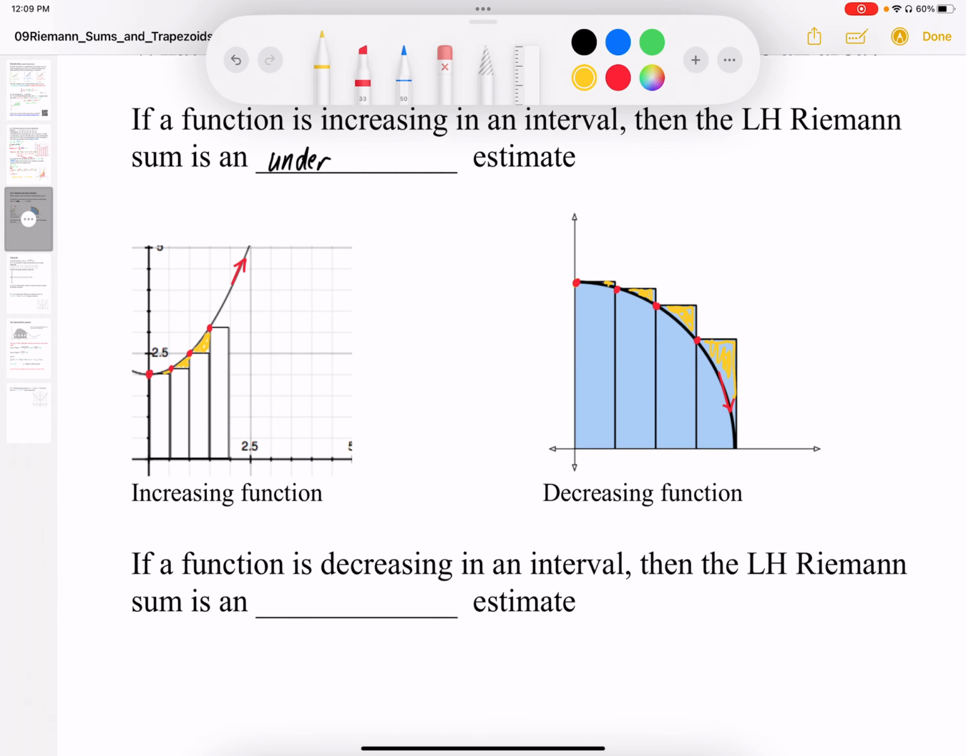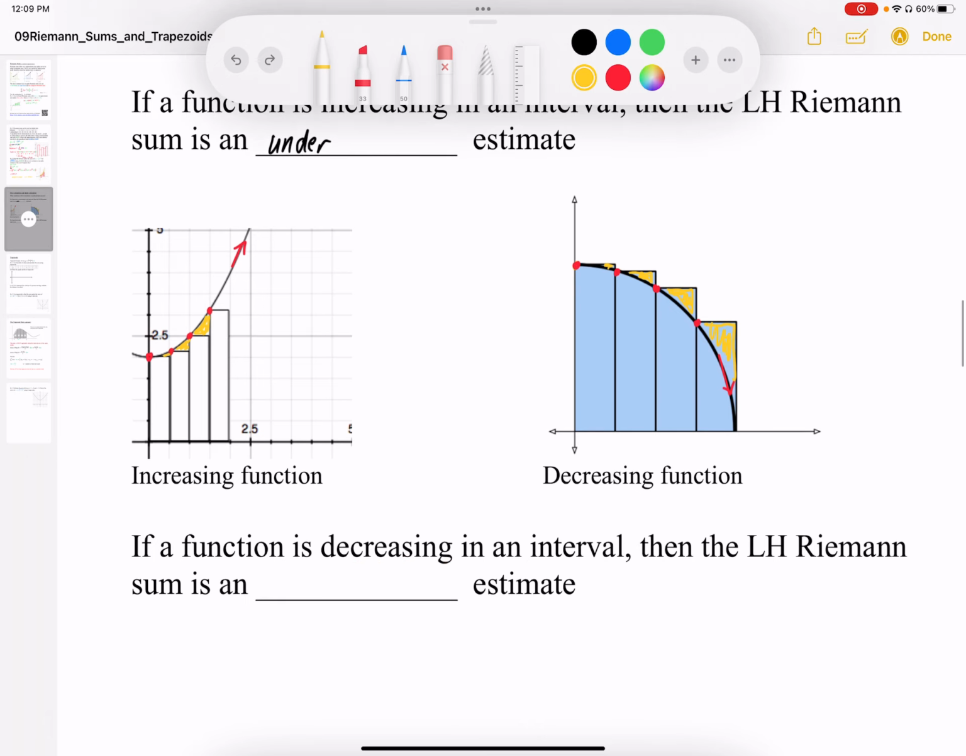So if the function is decreasing, the left-hand Riemann sum becomes an overestimate.